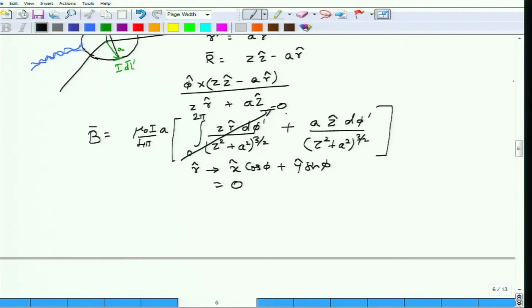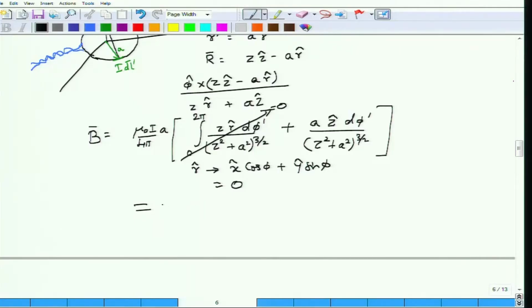We were discussing that the term with r hat, the radial term, is actually 0. One way of thinking about this is that r hat is equal to x hat cos phi plus y hat sin phi, and when you integrate cos phi and sin phi from 0 to 2 pi, the area under them is 0 by symmetry. So the only non-zero integration left is the second one, z hat d phi prime divided by z square plus a square to the power 3 by 2. You can do this integral and simplify the resulting expression.